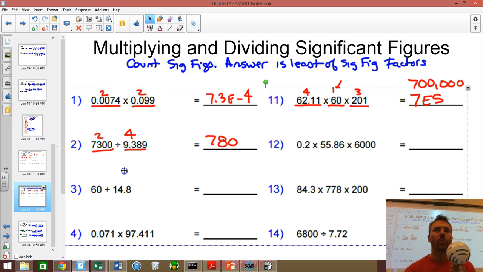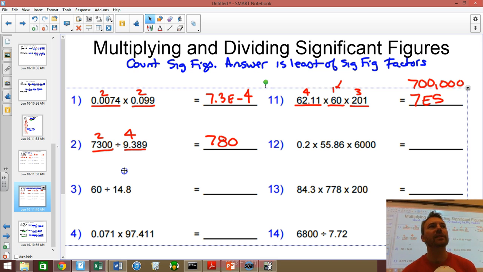Mr. Hare, when I'm doing a problem that has multiple steps, should I do significant figures in the middle of the problem? No. Do your significant figures at the very, very end. Do all of the math first, don't round anything, and then at the very end, do your sig figs.